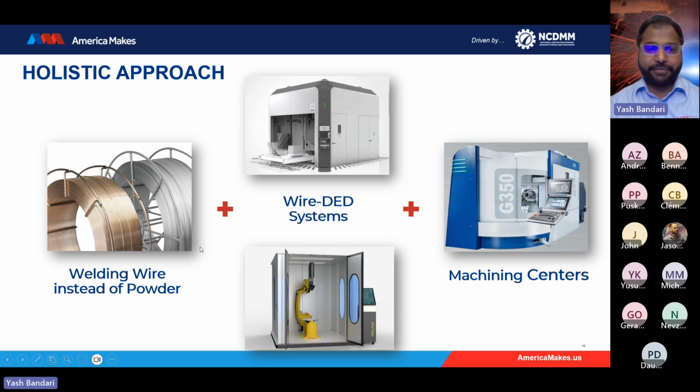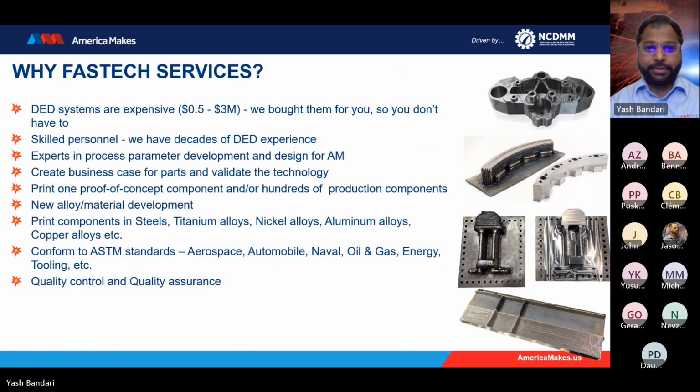So we use wire and then apply it in one of those two systems, depending upon the part dimensions, depending upon the material, depending upon the end use. So a part will go into one of those systems. That is why we consider these two systems to be complementing each other rather than fighting for each other. They're not competitive, but instead complementing. And then the last step being the machining operation.